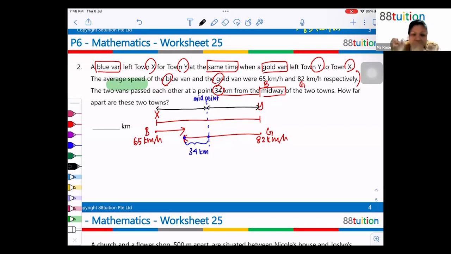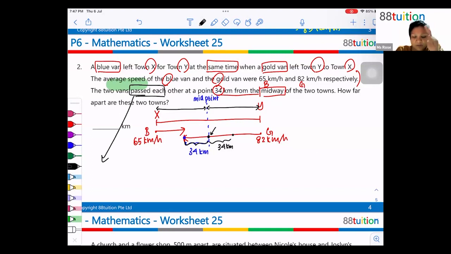So if it's a mirror image, if I have a 34 on this side, I must also have a 34 on this side, right? Okay, so to put it in simple words, if you have 34 on one side, you must have 34 on the other side. And then you have the midpoint, which is here. Now from here, at the point where they pass each other, what is common? You ask yourself. In speed, there are three things: you have speed, you have distance, you have time.